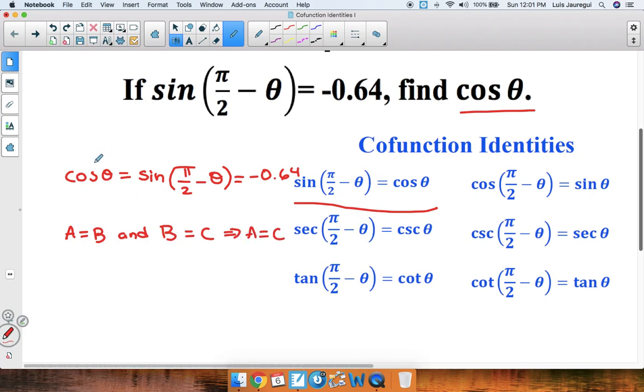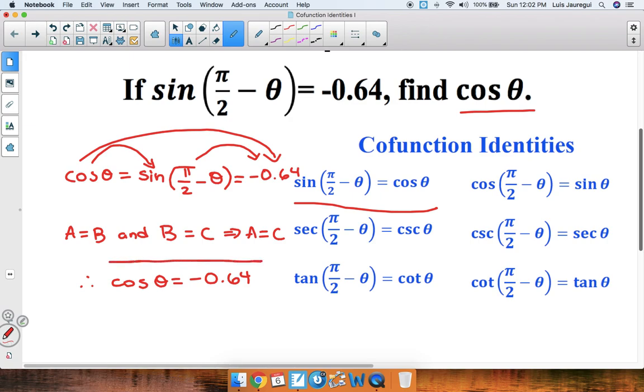We can establish here that since cosine of theta is equal to sine of pi over 2 minus theta and sine of pi over 2 minus theta is equal to negative 64 hundredths, cosine of theta is equal to negative 64 hundredths. So we can establish that as our conclusion. Therefore, cosine of theta is equal to negative 64 hundredths, which is what we wanted to find.